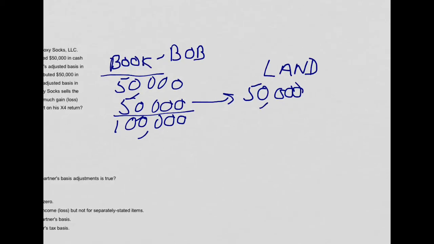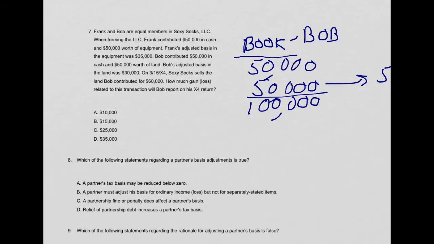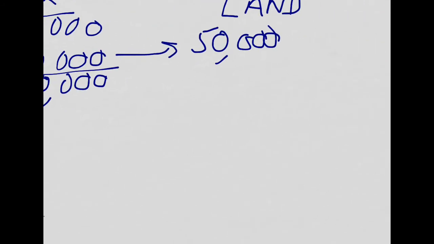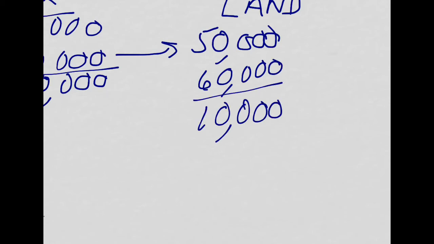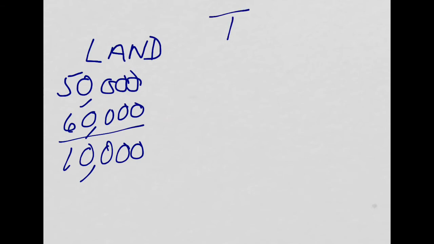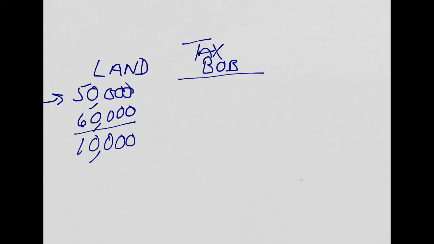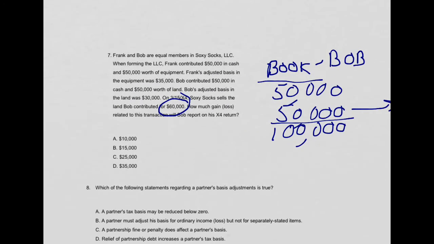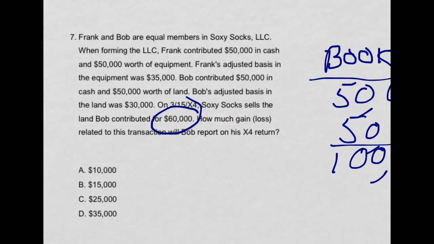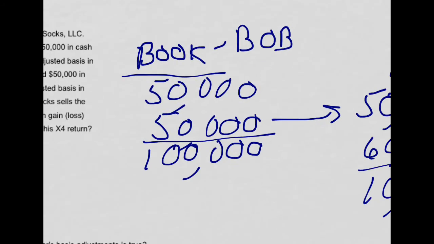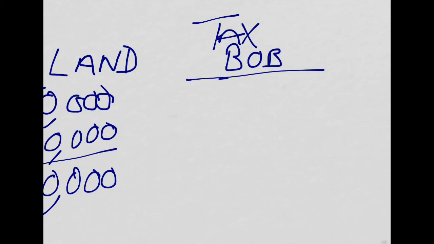Now, there's a sale of the land for $60,000. So the gain to the partnership is going to be $10,000. Now we have to do the tax capital account for Bob, which would have shown carryover basis. That's something you should know, and the land was 30, so the carryover basis for tax was 30.